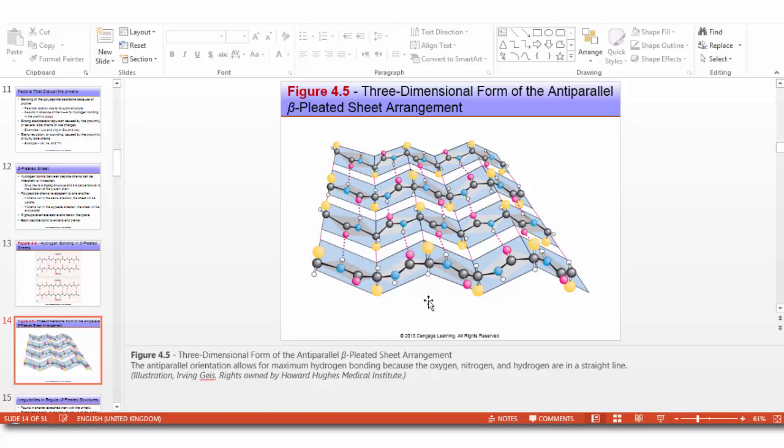Now, this figure shows you the 3-dimensional form of the anti-parallel beta pleated sheet. Note that the chains do not fall back on each other, but are in a fully extended conformation.